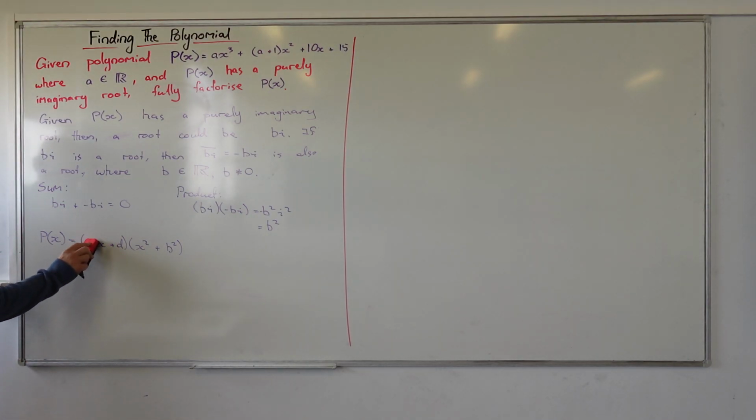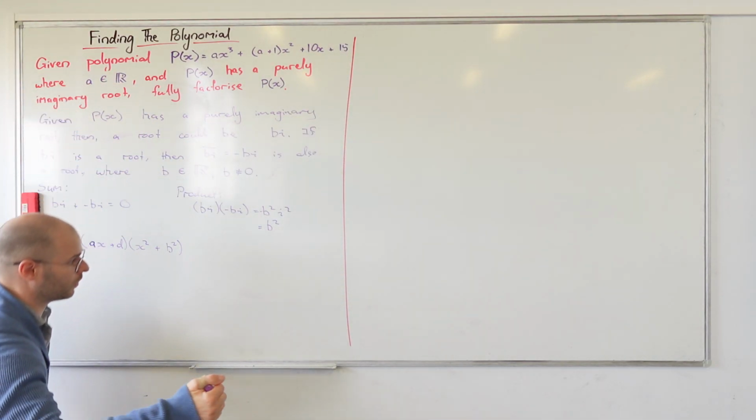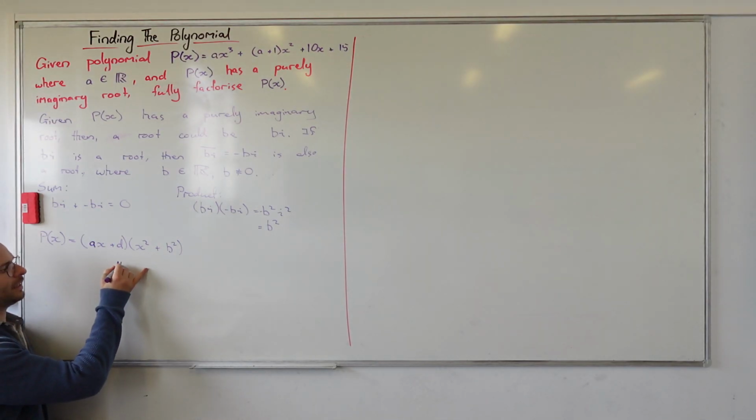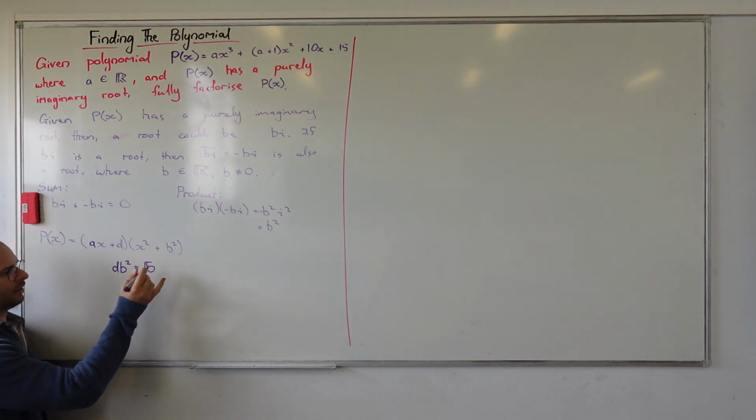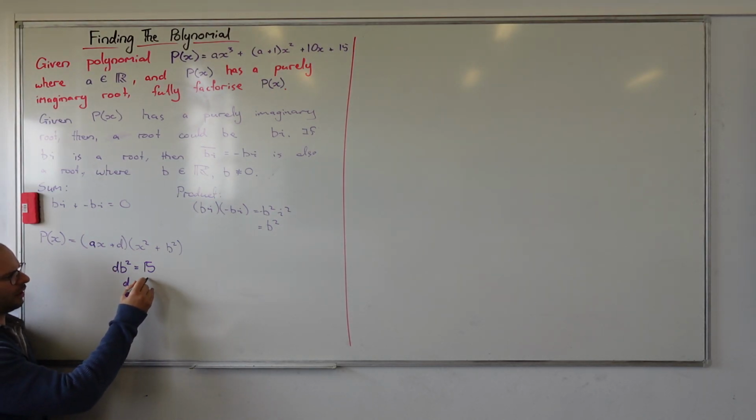Are there any more? The less coefficients we have, the more straightforward this is going to be. Okay, let's start expanding out. In fact, let's hold up a bit. Let's go the constant one. We're going to go db squared equals 15. So we can say that d is going to be 15 over b squared.